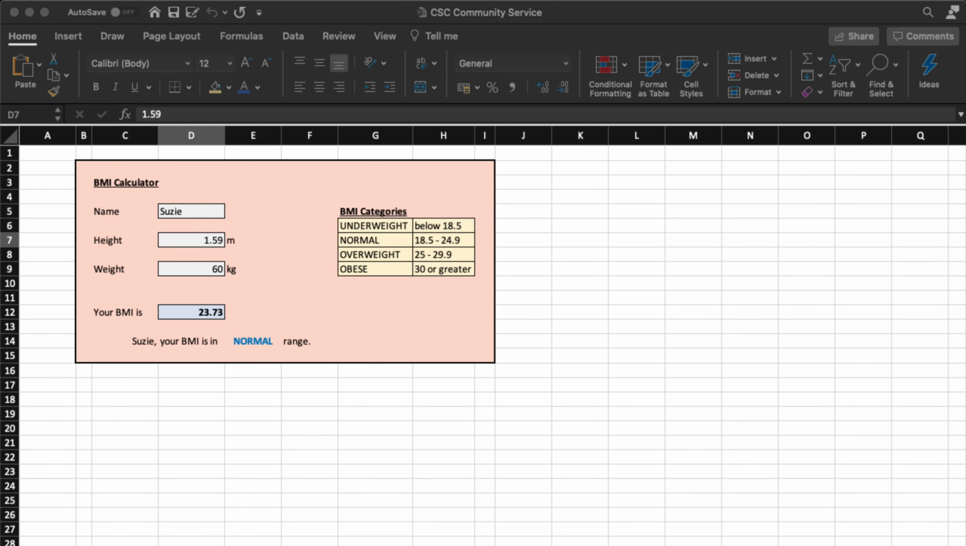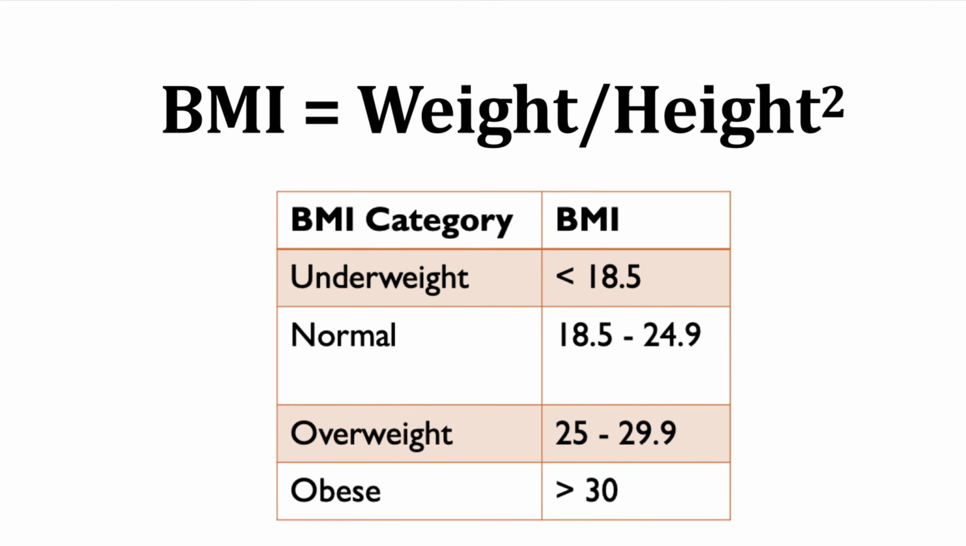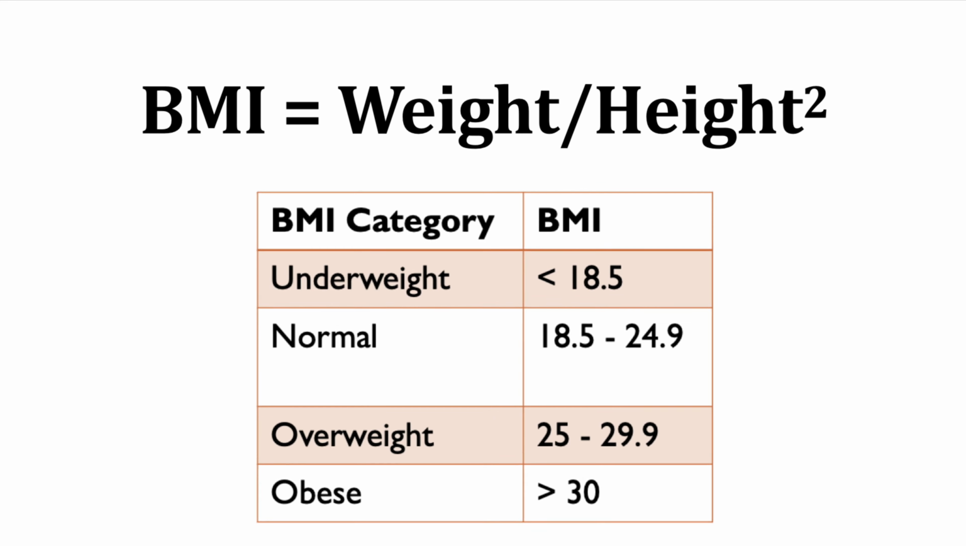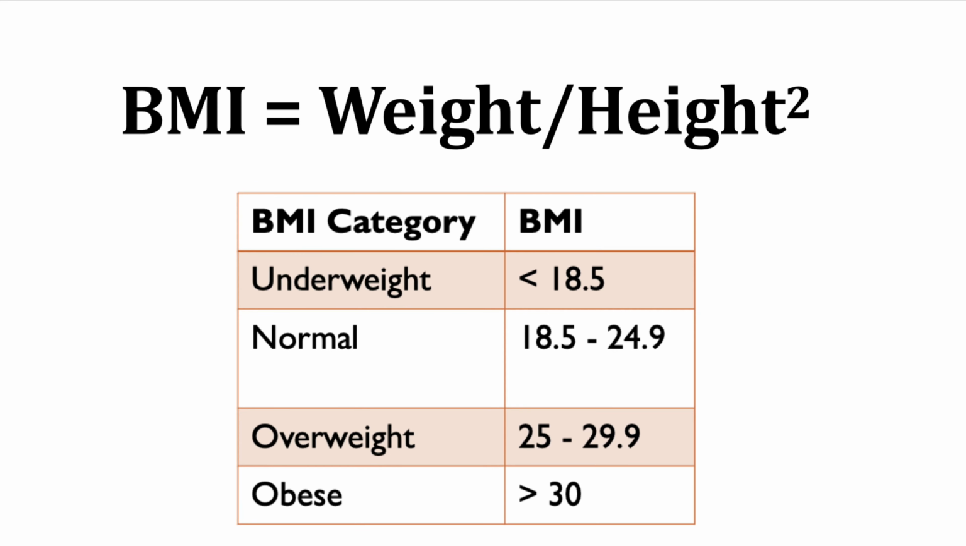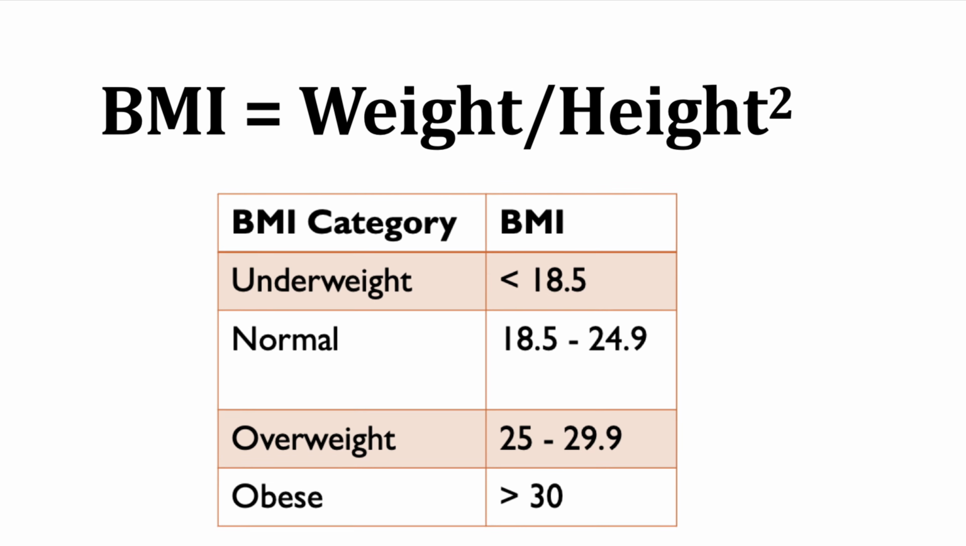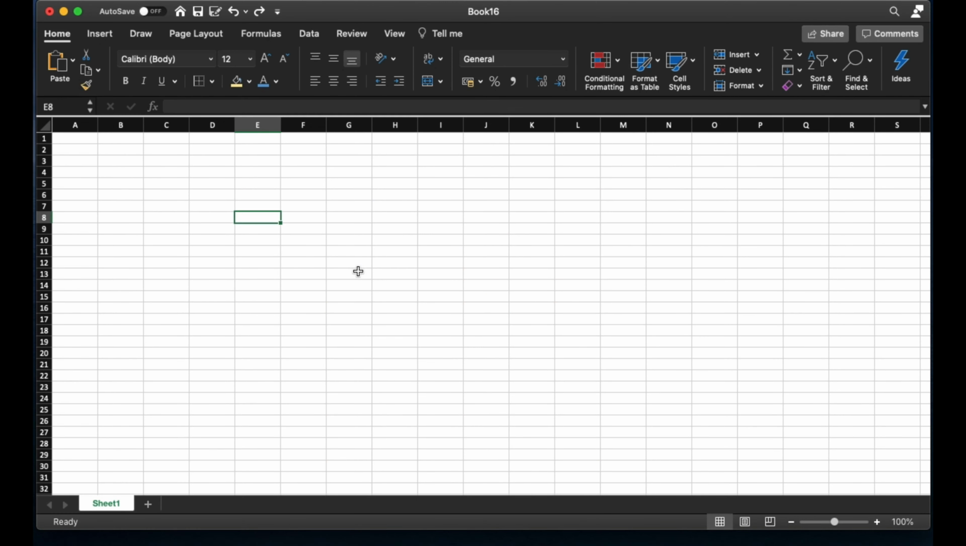Now that we're done with the basics, we can start making our BMI calculator. Before we start, we need to know the formula to calculate BMI and its categories. This is the formula and the BMI category. So let's start making our BMI calculator.